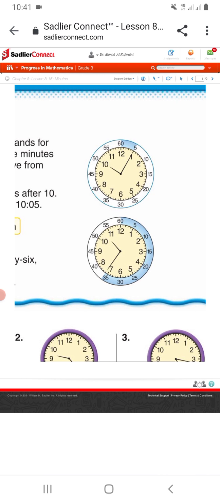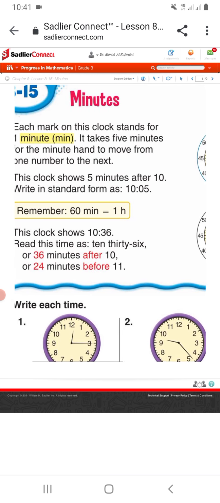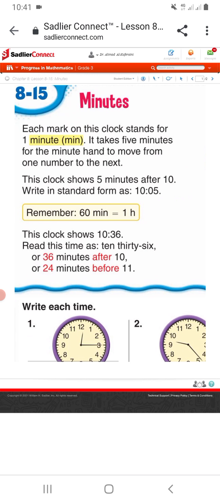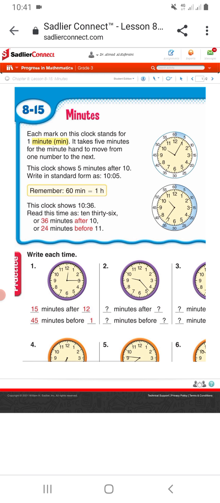We have another clock. Look. The small pointer, or the short pointer, stands between the 10 and the 11. This means that we have passed some minutes after the 10, but we haven't reached the 11 yet, okay? So here we have this one. It shows 10:36. As you can see here, look after the 30.